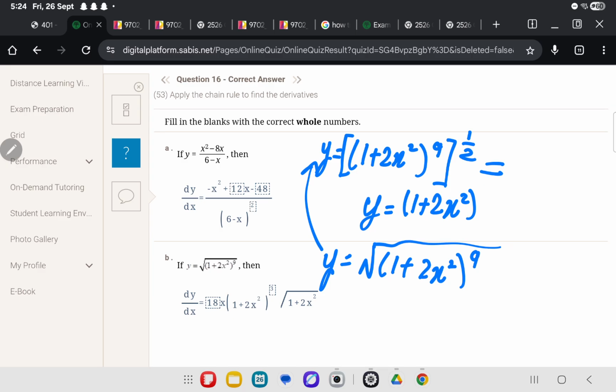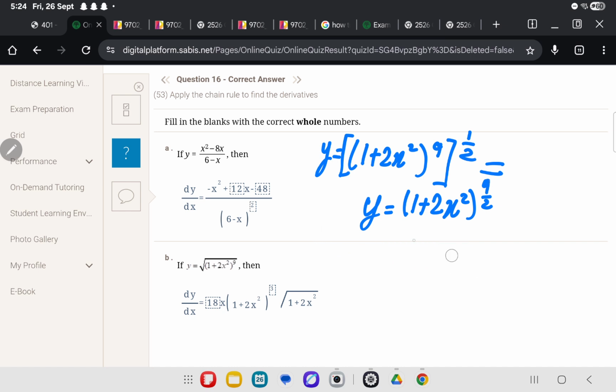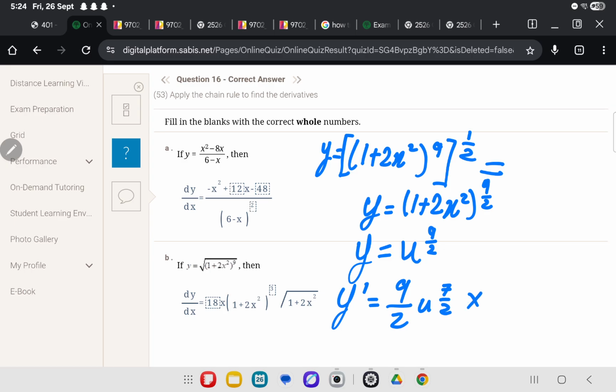Now, 9 times 1 over 2 is just going to be 9 over 2. That's not a 4, that's a 9. This is the same thing as y, just simplified. So y is going to be u to the power of 9 over 2. That means y prime is 9 over 2 u to the power of 7 over 2, because 9 over 2 minus 1 is 7 over 2, times u prime. Since u is 1 plus 2x squared, u prime is equal to, the constant differentiates to 0, then 2x squared gives 4x. Times 4x.